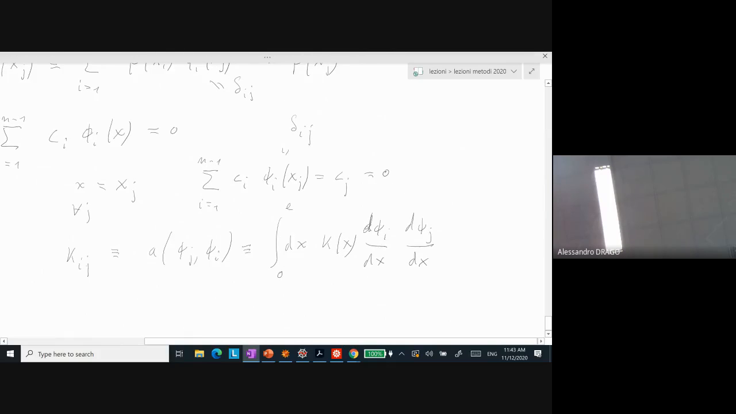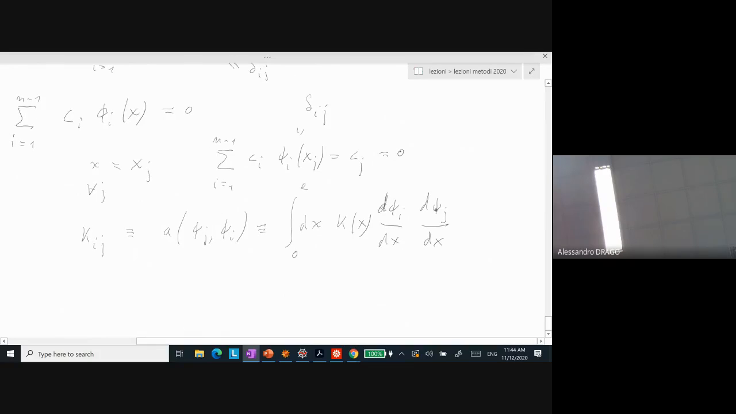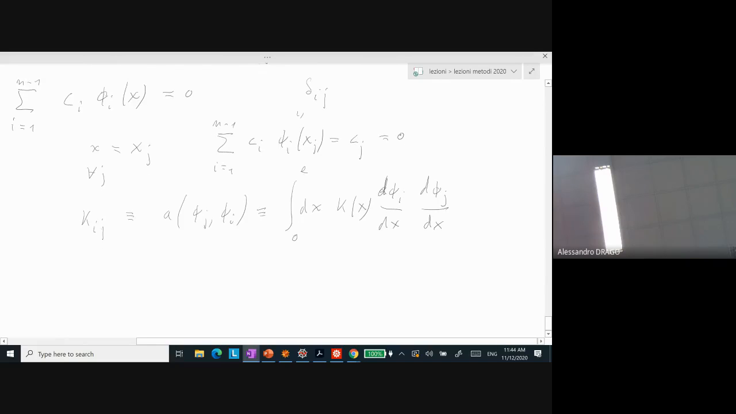Why is this matrix, as I mentioned already a few times, tridiagonal? Well, the point is that phi_i prime of x and phi_j prime of x are different from 0 only on a very limited range of values of x. So what happens? Suppose that I take, let's say, j equal to i plus 2.